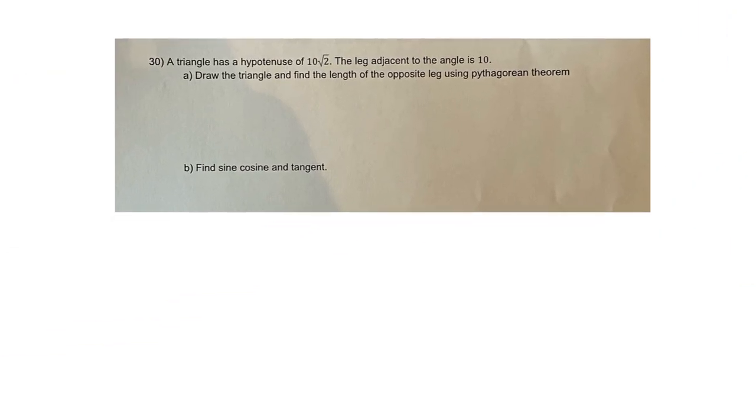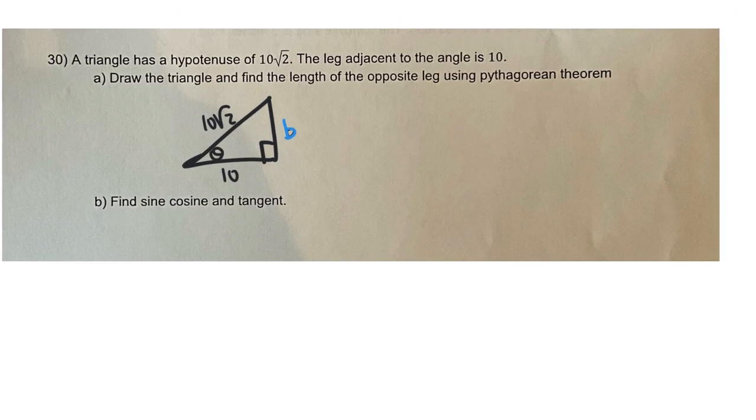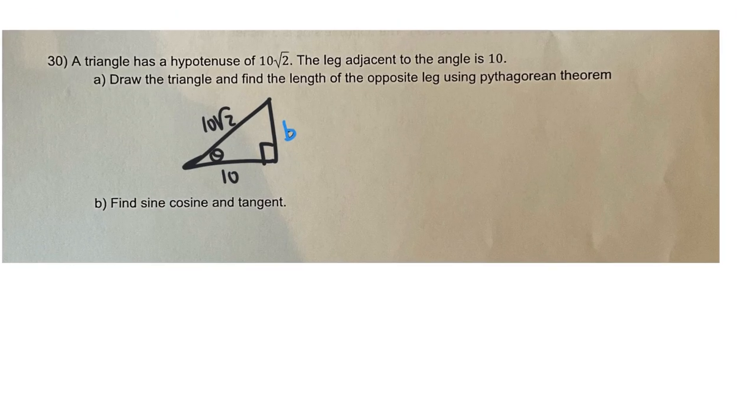Yeah, more of the same. I'll just barrel through this one. We will draw it in much the same way. The hypotenuse is this. The leg adjacent to the angle, okay, let's make this the angle. The leg adjacent is 10. We will make that B again. In fact, I'll keep it blue because that's what it was before. Draw the triangle, find the length of the opposite leg using the Pythagorean theorem.